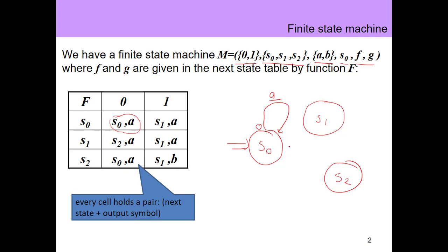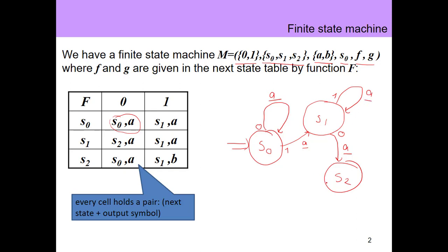If we get a 1, we go to state 1. So we get a 1, we produce an A and we go to state 1. If we are in S1 and we get a 0, we go to state 2 and we produce an A. And if we get a 1 in state 1, we stay and we produce an A.